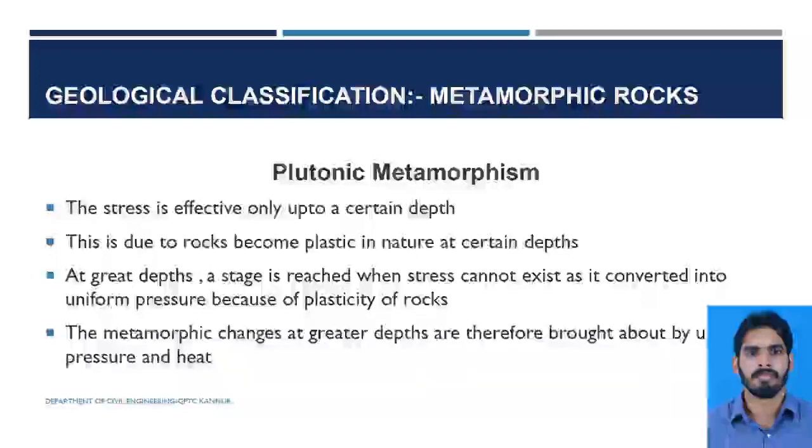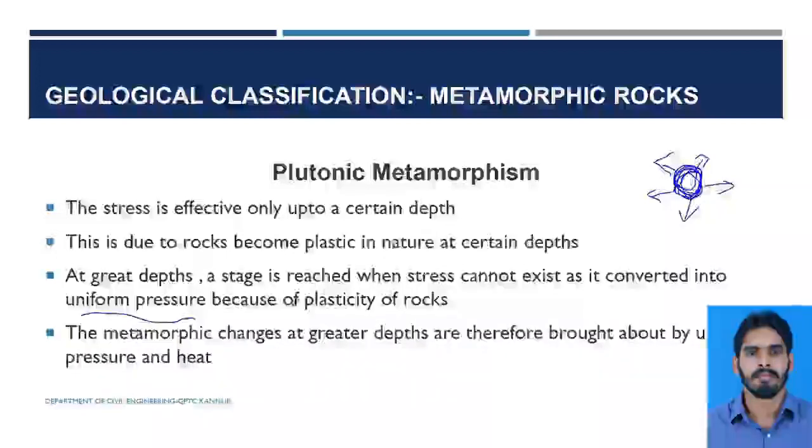But pressure is an outward force. In plutonic metamorphism, at a greater depth, the stage is reached when stress cannot exist as it converts into uniform pressure. Take a stone: it will have an outward pressure, a uniform pressure in all directions. Because of this, the rock loses its elastic nature and becomes more rigid.